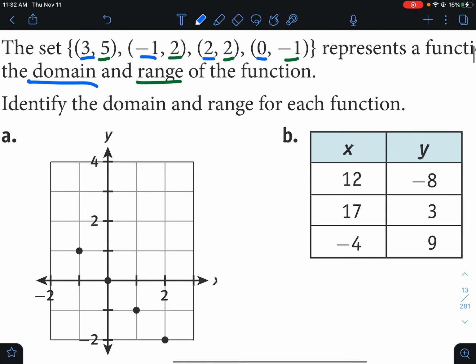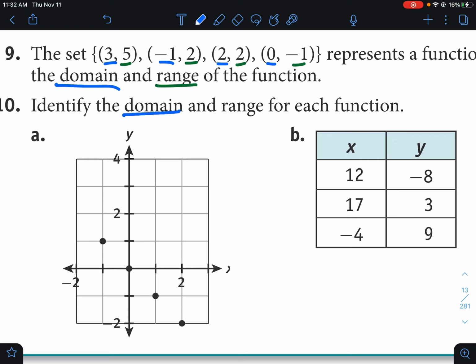Next one, find the domain and range of each function. So again, you're asked to find your input, or your x values, your domain, and you're asked to find the range, which is your y values. The domain here is all the x values: negative 1, 0, 1, 2. Our range is 1, 0, negative 1, negative 2.